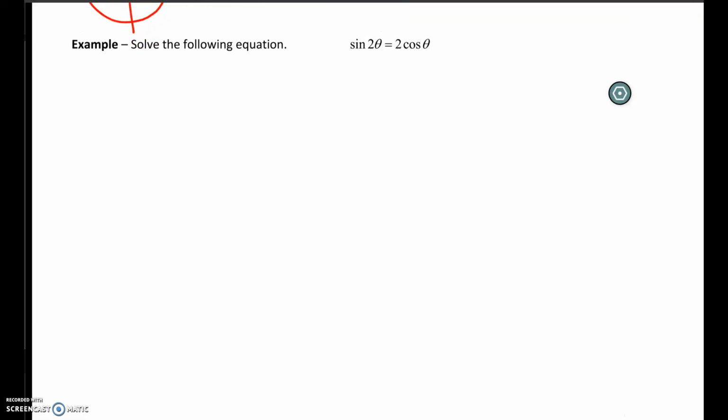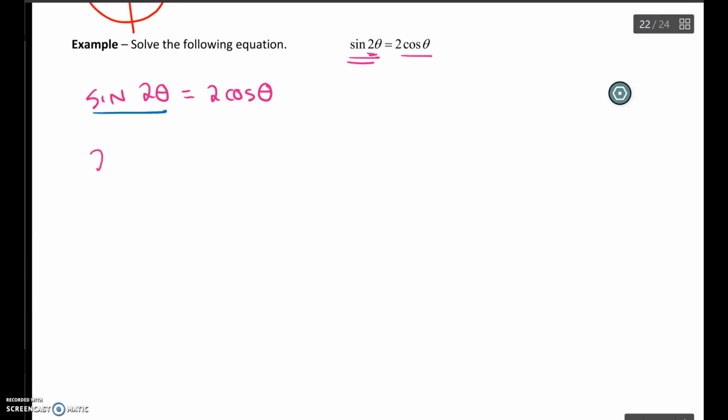All right, so the following equation, this has got a double angle. However, I can't really isolate that double angle because of this cosine here. So I need to use my double angle formula to rewrite it. Look at your formula sheet if you can't remember what it is, but you got to remember it for the test. So that this becomes 2 sine theta cosine theta equals 2 cosine theta.